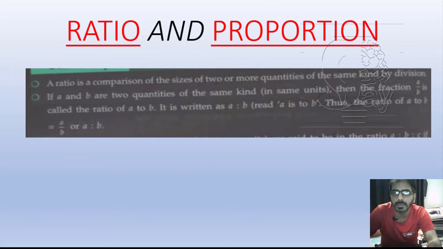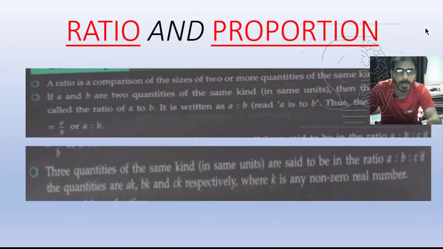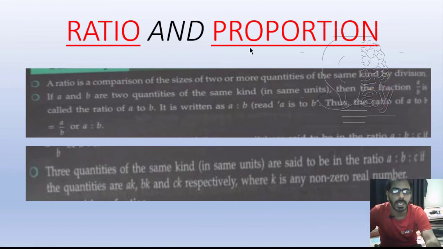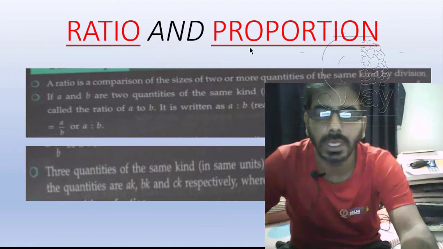So now when we have three quantities of the same kind in the same units, and they are in the ratio A is to B is to C, the quantities are AK, BK and CK respectively, where K is any non-zero real number. Okay, let us try to understand ratio.